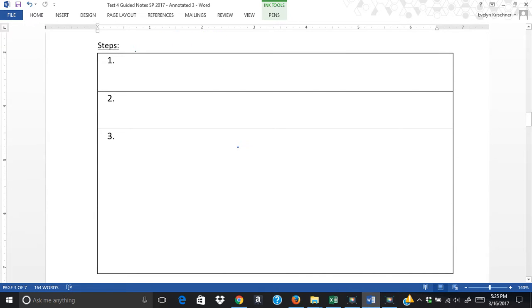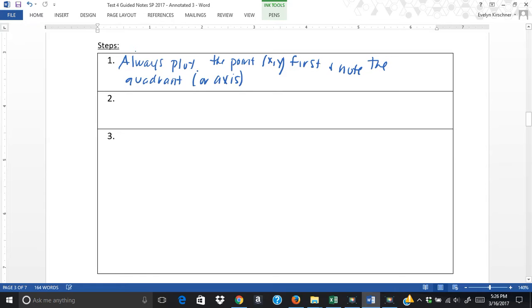The first thing you want to do is plot your point. So you're going to always plot the point (x, y) and note the quadrant. Or even easier, the axis. Because on the axis, it makes life really easy. You just know it's 0, pi over 2, 3 pi over 2, or pi.